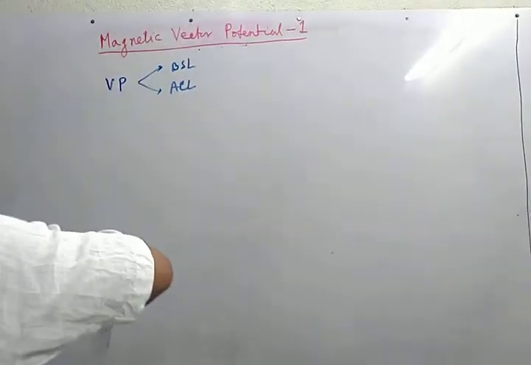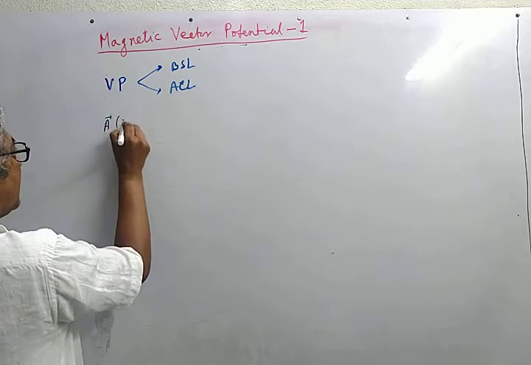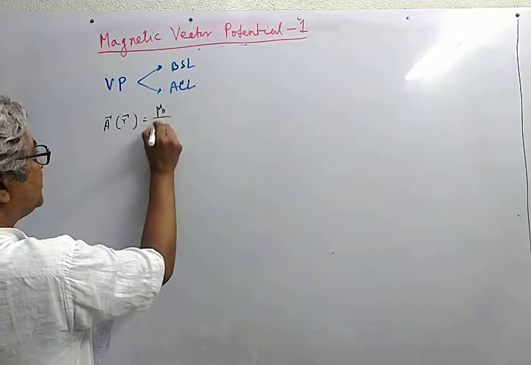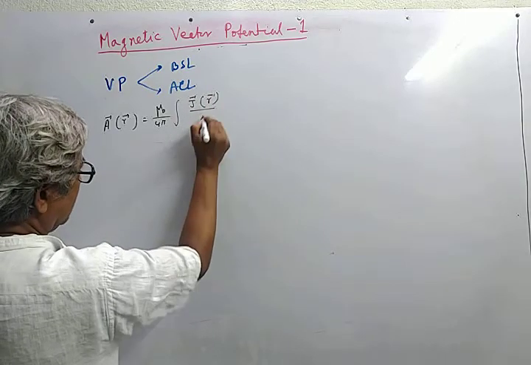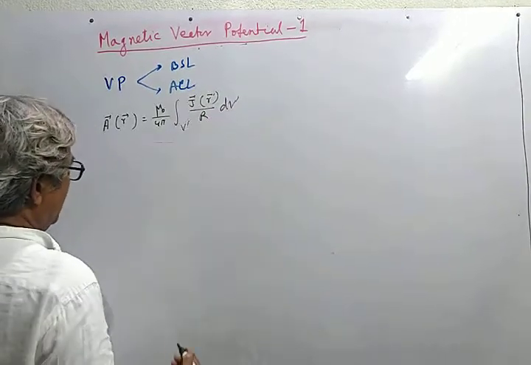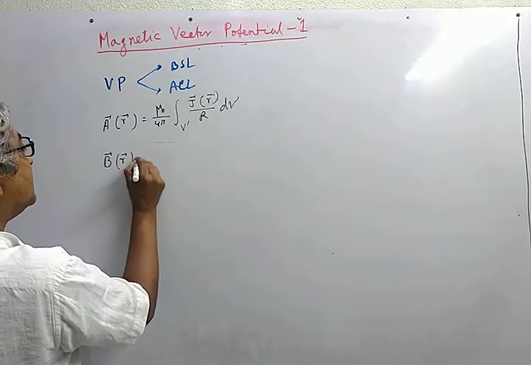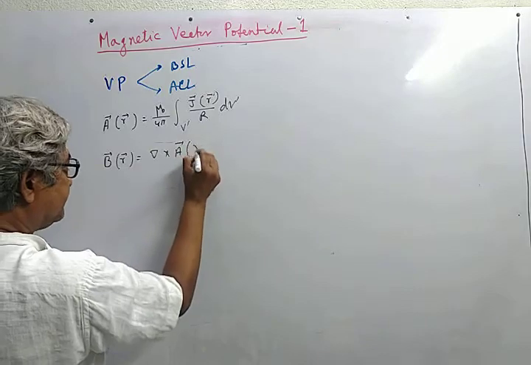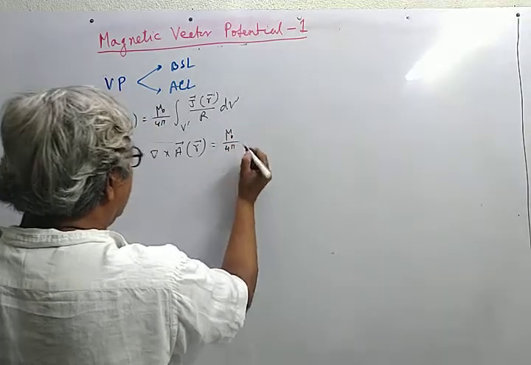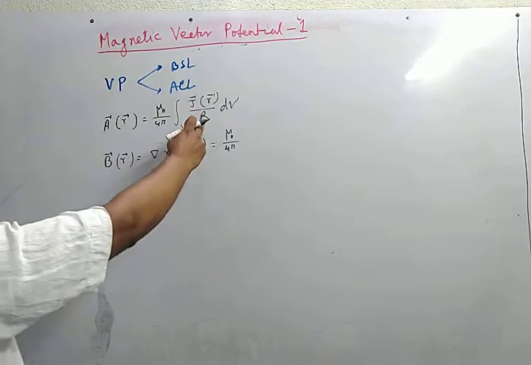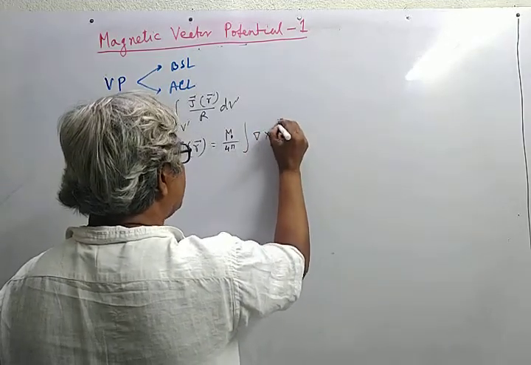So we start with the expression for the vector potential for a three-dimensional conductor, which is A at R is equal to mu 0 upon 4 pi integral of J at R prime by R dV prime, and B is given by B at R is equal to curl of this. So mu 0 upon 4 pi is taken out, and since the differentiation is with respect to the field coordinate and the integration is over the source coordinate, they can be exchanged, so we take nabla within the integration sign.